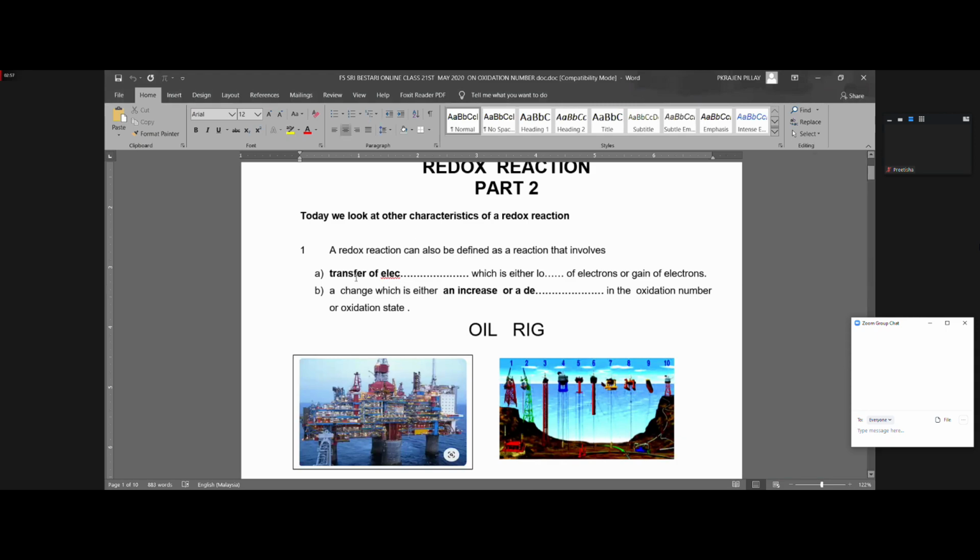When I say transfer, it means either losing of electrons, loss, L-O-S-S, kehilangan electron, or gain of electrons. And then we're also going to look at a change, either an increase or a decrease, write that down first, in the oxidation number. So what is oxidation number? I'll show you afterwards. So two things we're going to learn today. One involving electrons. Somebody will lose electrons, somebody will gain electrons. Another one is change in oxidation number or oxidation state. What is oxidation number, oxidation state? Afterwards we see.